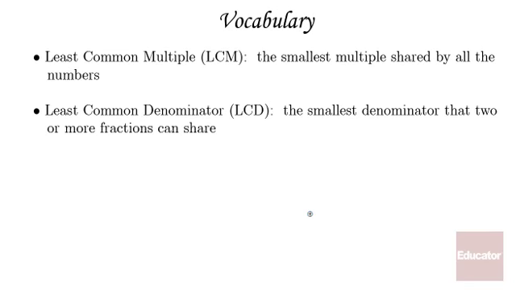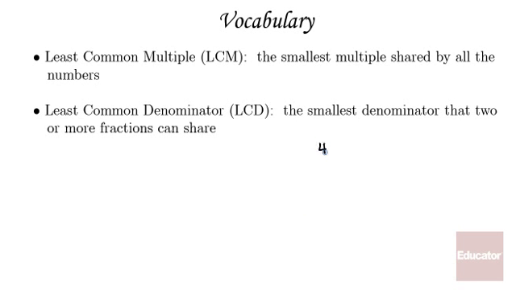Vocabulary for this lesson that you will need to know is the least common multiple, which means the smallest multiple shared by all numbers, or the least common denominator, the smallest denominator that two or more fractions can share. In this case, these two vocabulary words basically mean the same number.